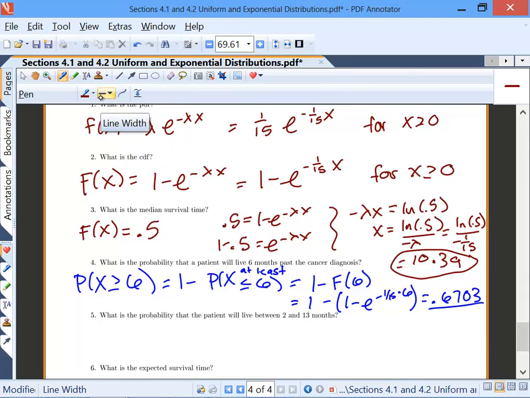Now, this is an exponential probability distribution with the memoryless property. What this means for us is if I already know, say, that I lived 4 months, that doesn't change the probability that I will live another 6 months. The probability that I will live another 6 months is always going to be 67%, no matter how long I've already lived, if it's truly an exponential distribution.